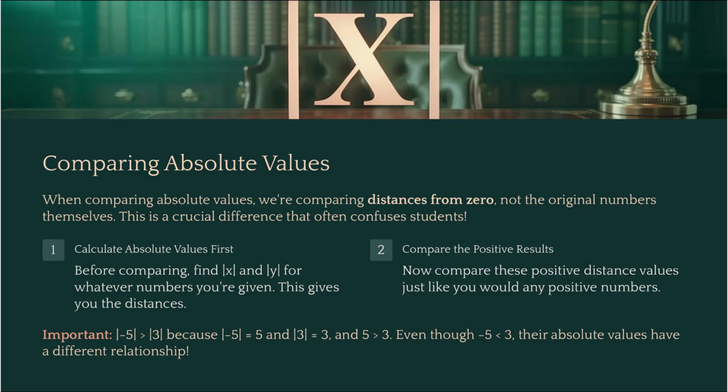When you need to compare two absolute values, you must find the distance of each number from 0 first. You cannot compare the numbers themselves. You must compare the resulting positive numbers. This is where the number line helps you visualize which point is physically farther from 0.